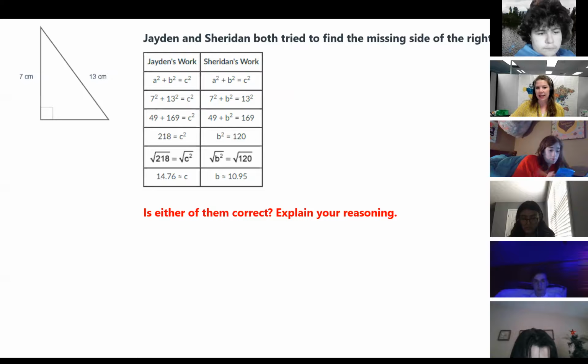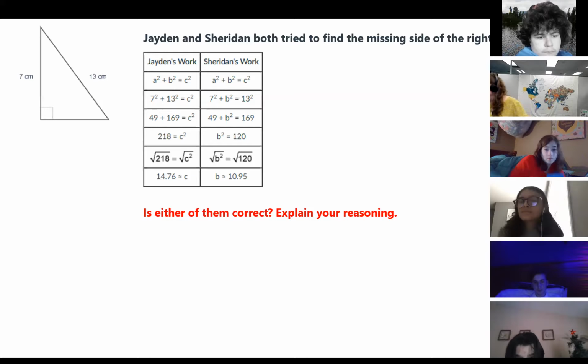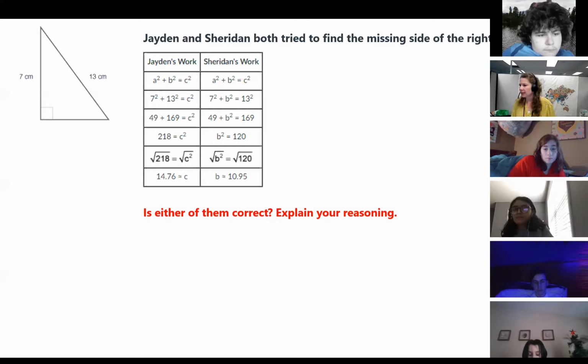So what do you guys think? Is either of these guys correct? Either both are, one is, or none of them are. Only one is right. Lynette said only Sheridan is right. Does anyone agree with Lynette? Why is Jaden wrong? Sorry, Jaden. Not trying to throw you under the bus.